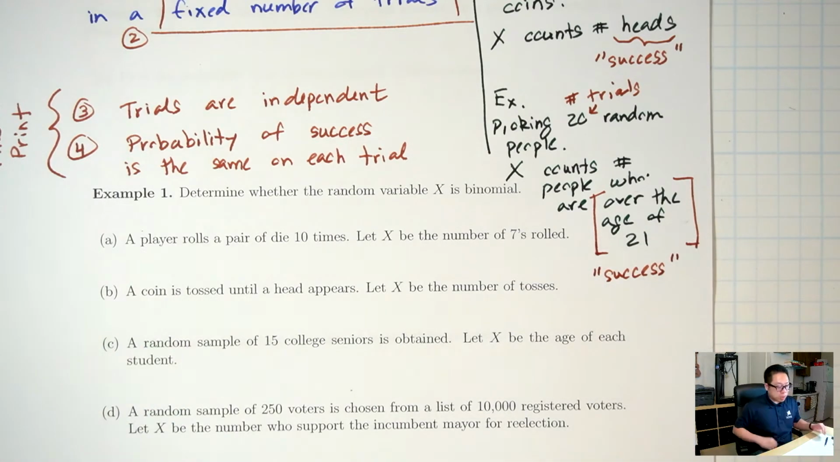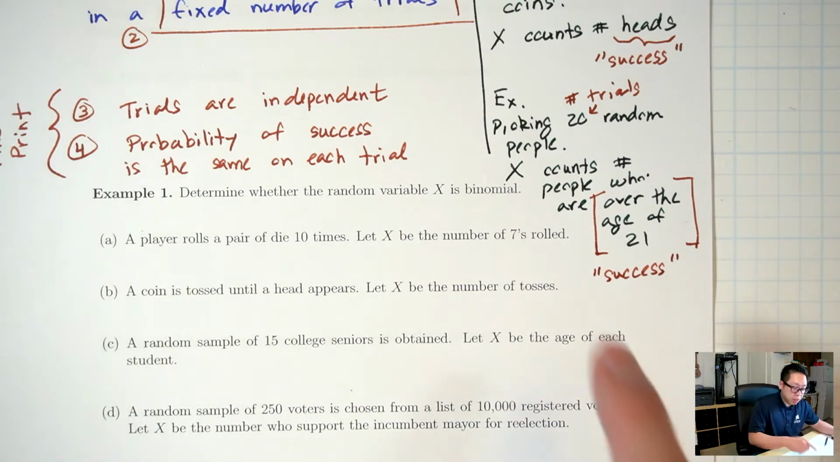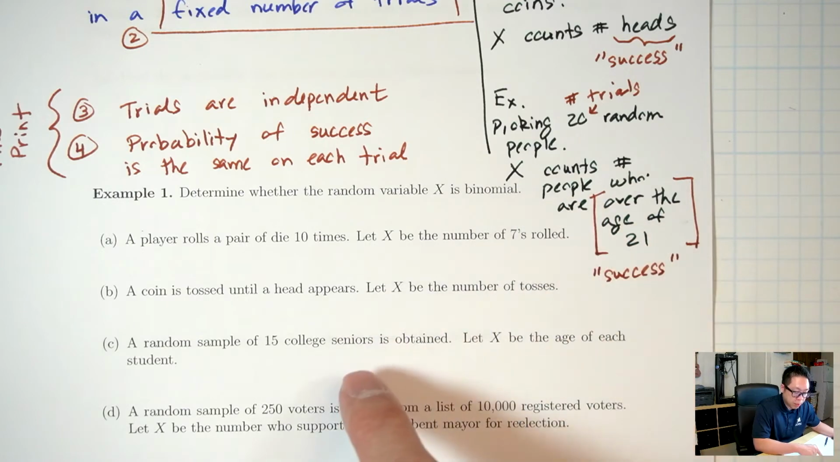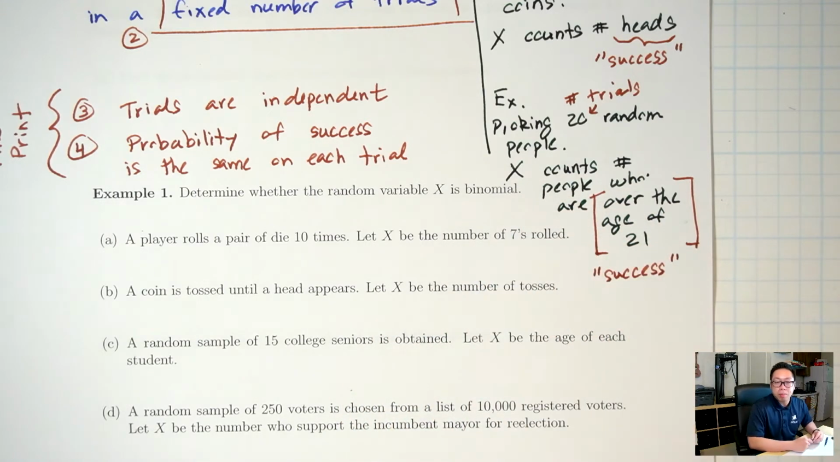I use success in quotations because it doesn't always have to be something good, right? I could also say pick 20 random people and then let X be the number of people who withdraw or fail my class. That's not something good, but it's the characteristic that I'm counting. And so in this case, that would be my success.